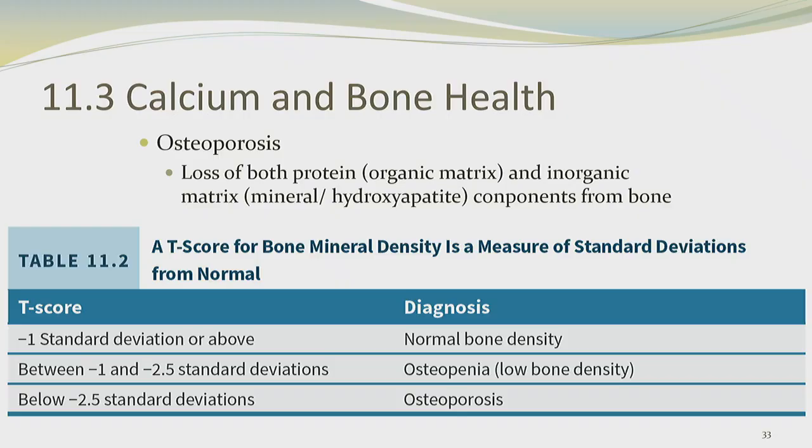So this is a more general definition. But then we do have osteopenia. So at this point, you haven't reached osteoporosis yet. And that is anywhere between -1 and -2.5 standard deviations below what is considered normal, okay? So here we have -1 standard deviation or above, that will be considered normal bone density. And once you are below -2.5 standard deviations, then that is seen as you moving into osteoporosis. And that's where there's higher risk of bone fracture and some of these complications related to bone loss.